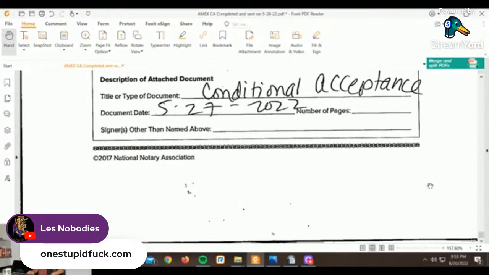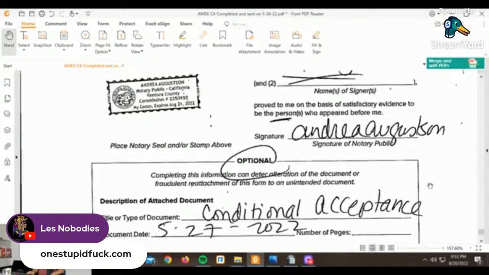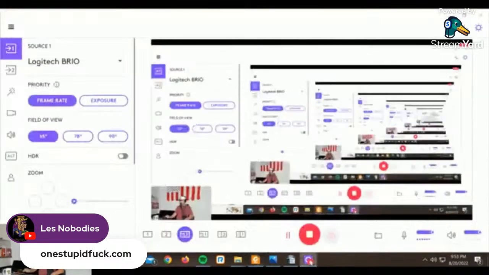Okay. So this is the original conditional acceptance that was written by, or hold on one second. There's one other thing I wanted to grab for you guys. Let's see here. I got so excited that I just kind of jumped on this thing.